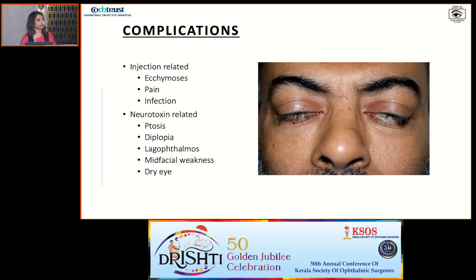Complications, we can divide them as injection-related and neurotoxin-related. Injection-related, as in any injection, would be pain, infection, and ecchymosis. And neurotoxin-related, the most common would be ptosis. But you can assure the patient that it is transient and then it will slowly get back. And diplopia, if it has tracked into the extraocular muscles.